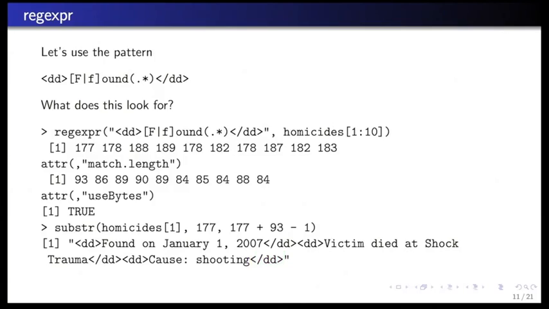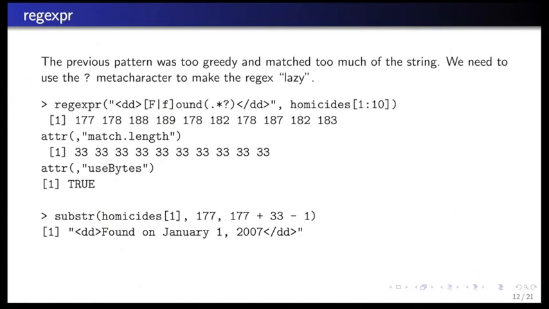So that's not what I want. I want it to start here, say found on, and then just stop right here, right? So I want to make the pattern lazy, and so I need to use the question mark. I don't want it to take the whole thing together. So the pattern I actually want is dot star question mark here, and when I use regexpr on that, you see that the match length now is a lot shorter. It's 33 characters, not the 93 characters it was before. And when I substring it out, you can see I just get the part with the date.